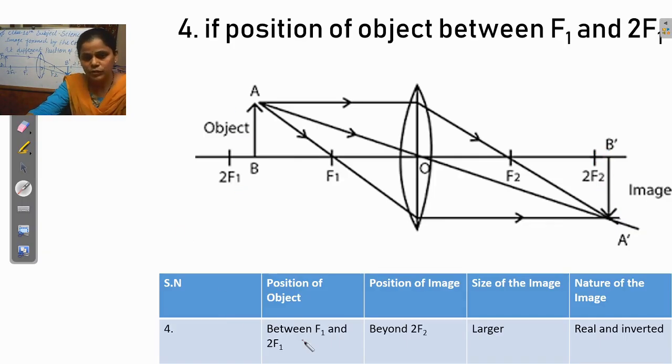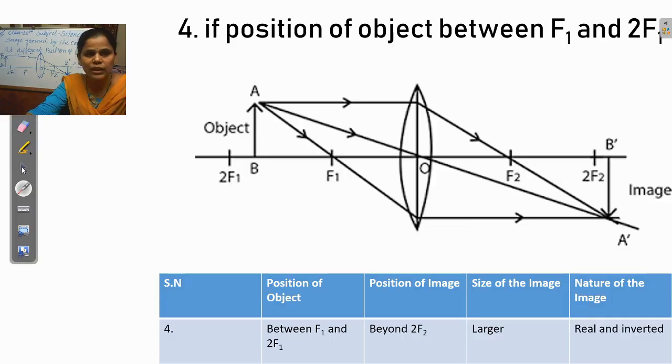Then what is the result? The position of the object is between f1 and 2f1. The position of the image, that is A dash B dash, is beyond 2f2. The size is larger: you can see AB is smaller than A dash B dash, so the image is larger than the object. The nature of the image is real and inverted.